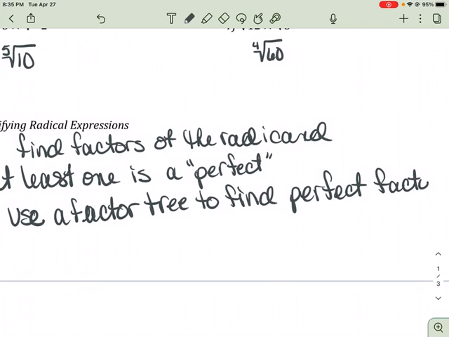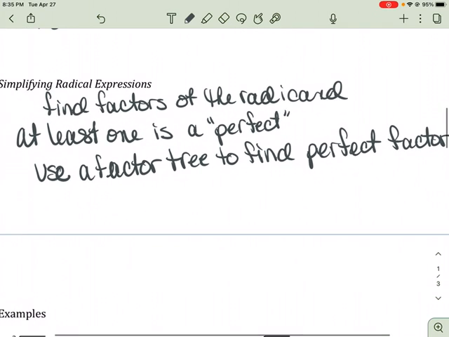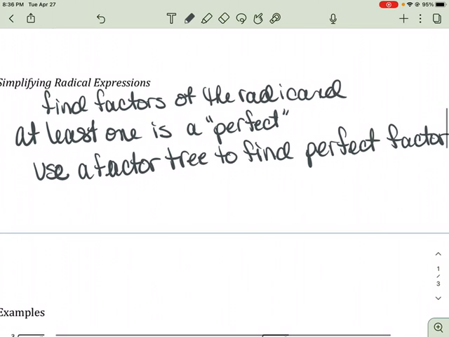Okay, so let's call this find perfect factors. I use a factor tree to break down the number and to look for the perfect factor, whether it be a perfect square or a perfect cube. Now, if I'm going for a square root, I want a group of 2, like a 3 times a 3 or a 4 times a 4. So I want a pair.